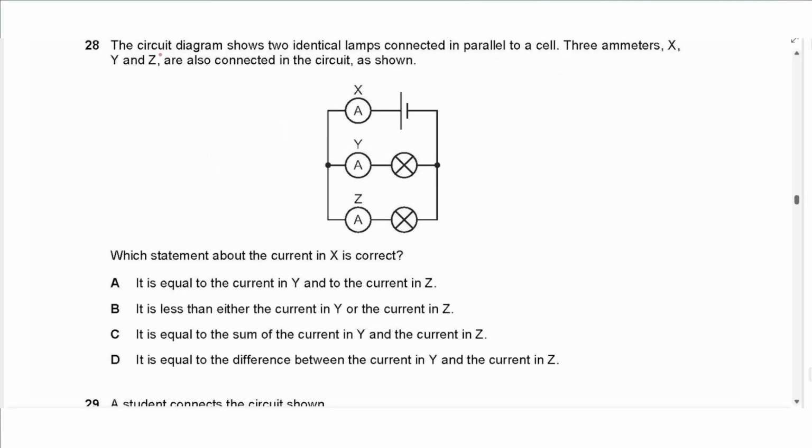Question 28 says a circuit diagram shows two identical lamps connected in parallel to a cell. 3 ammeters X, Y, and Z are also connected in the circuit as shown. Which statement about the current in X is correct? It is equal to the current in Y and Z. No, it's larger because it splits into the branches. It is less than either current Y and Z. No, it must be larger. It is equal to the sum of Y and Z. That is correct. So the answer is C.